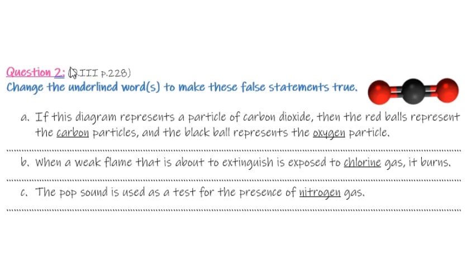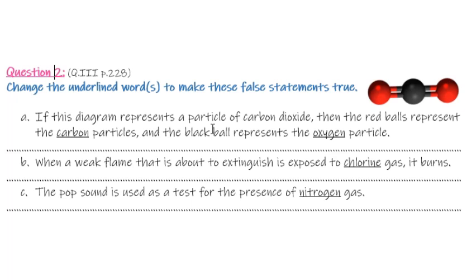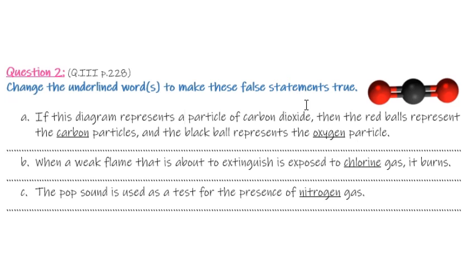Second question now. Change the underlined words to make these false statements true. We have three statements and they are all false. They aren't true. Okay, we have to fix them. I'll start reading the first one. We're talking about this diagram now. If this diagram represents a particle of carbon dioxide, okay, then the red balls represent the carbon particles and the black ball represents the oxygen particle.